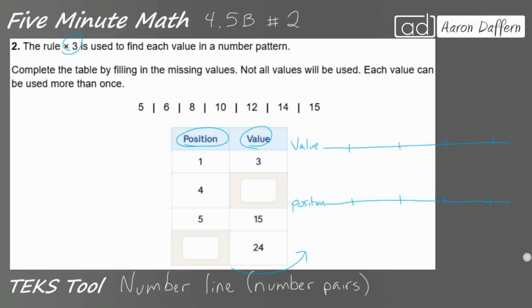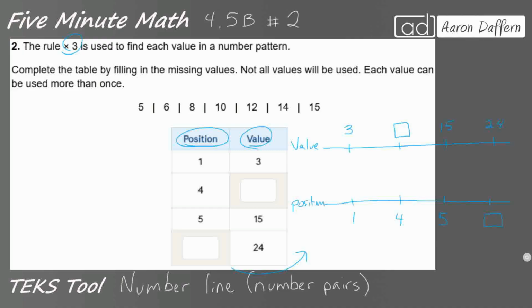All right, so we've got position 1 goes with value 3. Position 4, I'm going to put a box right here. That's one of my missing numbers there. I've got position 5 goes with value 15. And then I've got an unknown position going with value 24.